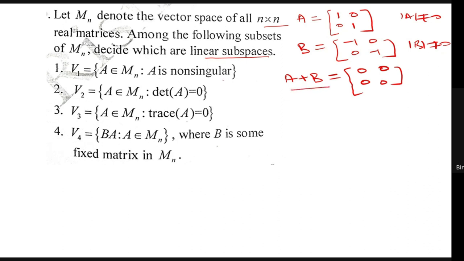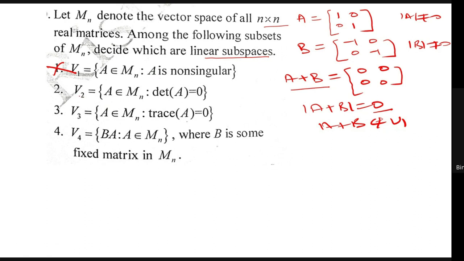Whether A plus B belongs to V1 or not. The determinant of A plus B equals 0, so A plus B doesn't belong to V1. Two elements are coming from V1, but their sum is not in V1. It means this is not a linear subspace, so V1 is cancelled out.